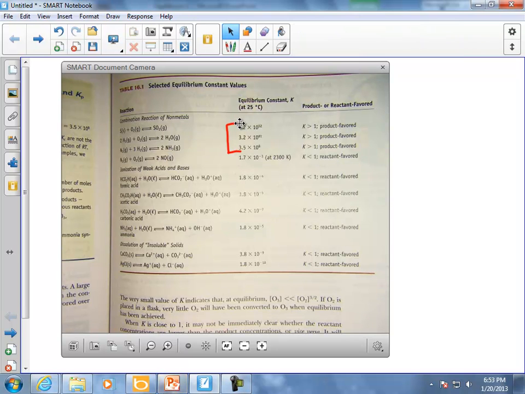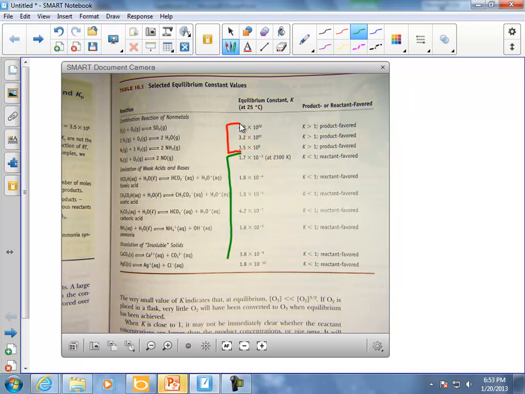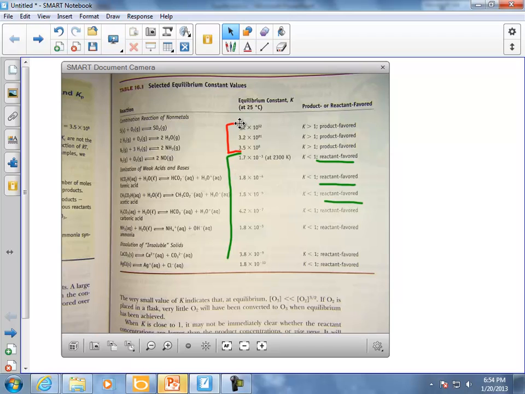If we look down at the smaller numbers, starting with 1.7 times 10 to the minus 3, we'll see that those numbers are significantly smaller, and they're listed as reactant favored. Okay. So the large numbers are because you have a lot of product, because it's a product favored reaction, and the small numbers are so small because you have a reactant favored reaction. Equilibrium values, as you can see, change depending on which of the two reactions is more dominant. All right, let's go back to the PowerPoint.